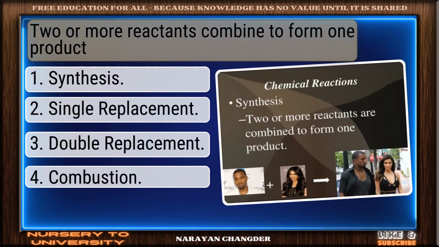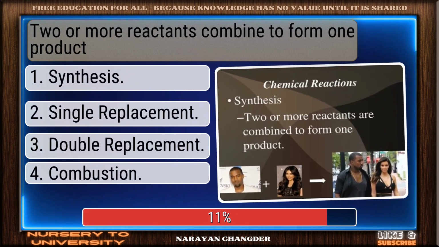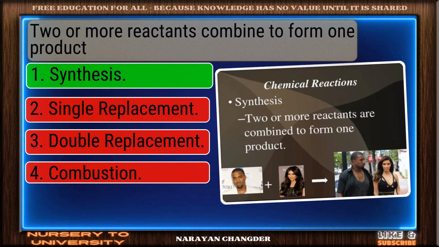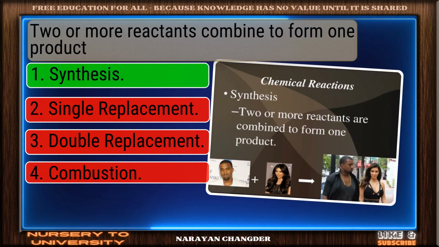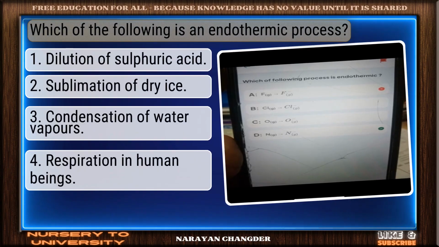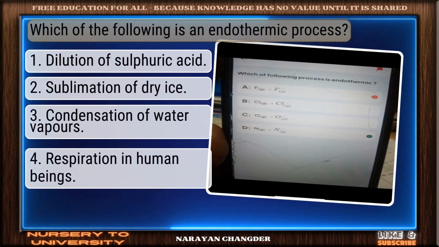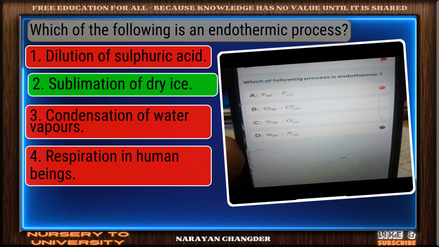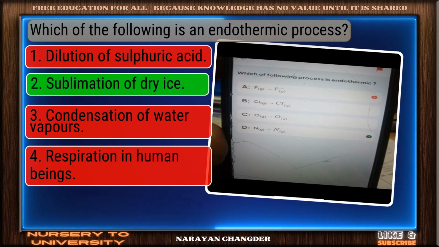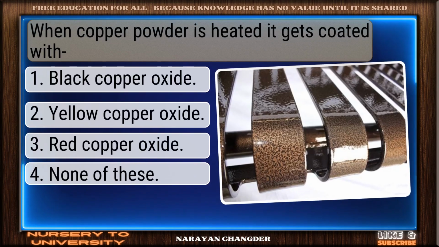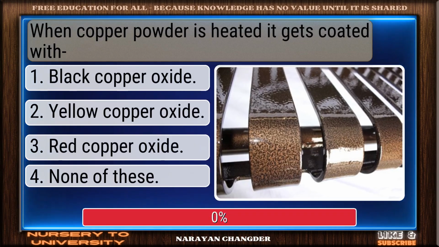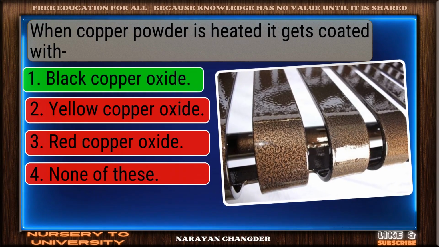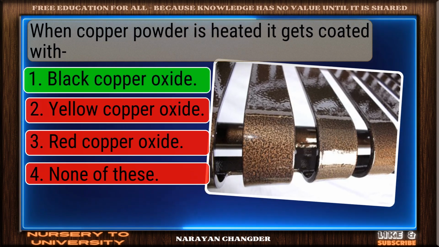Two or more reactants combine to form one product. Nice work. Synthesis fits perfectly. Which of the following is an endothermic process? Nice selection. Sublimation of dry ice is correct. When copper powder is heated, it gets coated with. Solid response. Black copper oxide is valid.